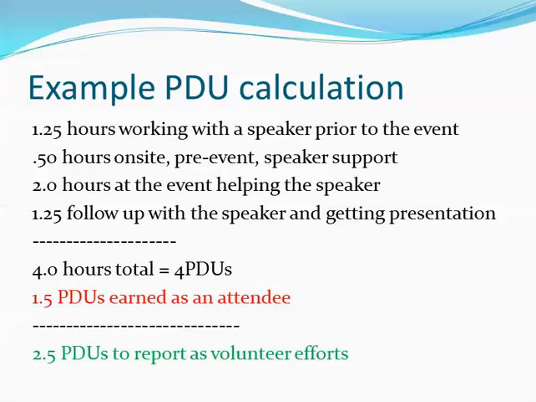But as an attendee of the chapter meeting, since you were there the full time, you earn 1.5 PDUs as an attendee. So the balance becomes your PDUs as a volunteer effort. So in this example, you would report 1.5 PDUs as an attendee and 2.5 PDUs as a volunteer effort.